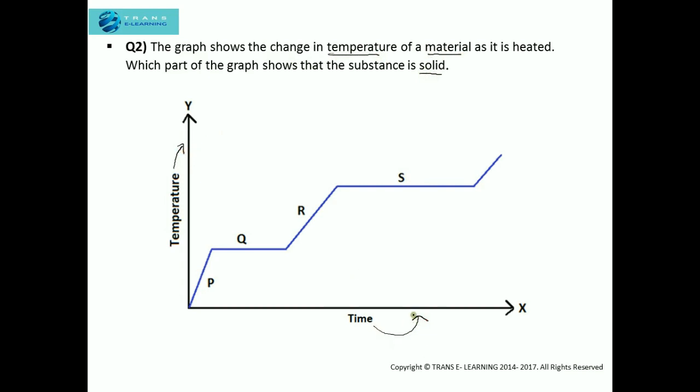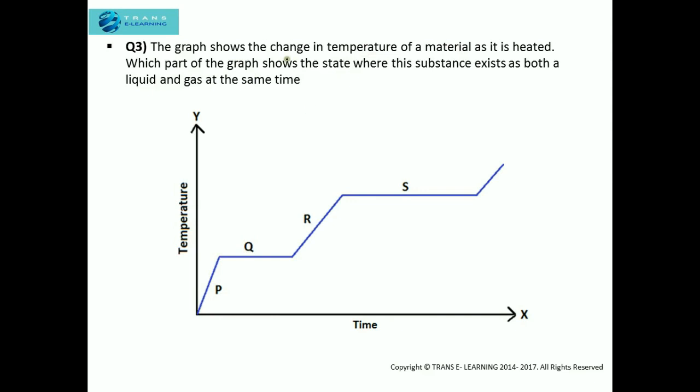As this is a heating curve, initially the material will be in the solid state. And we know from the heating curve that whenever there is change in temperature, in this case rise in temperature, there is no change in state, though there is rise in temperature. So at this point also we'll be having the solid state. So as for the question, we need to find which part of the graph shows the substance is solid. The answer is P part of the graph.